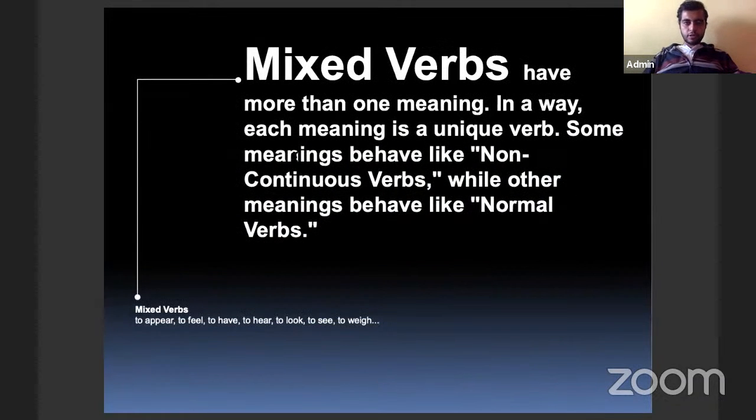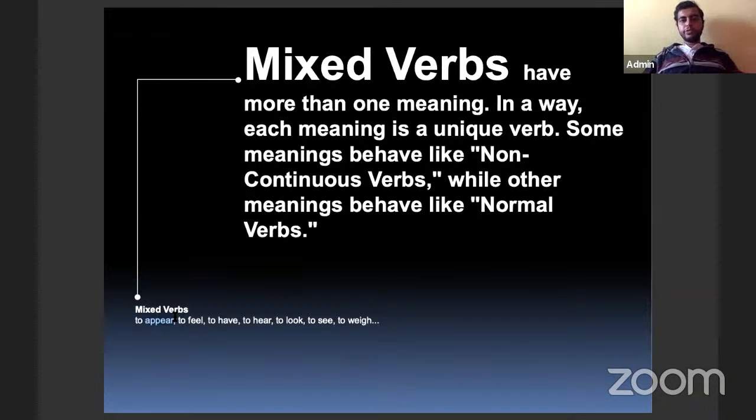And what are mixed verbs? Mixed verbs are verbs that have more than one meaning, and each is a unique verb. For example, to appear. To appear means two things. In Hindi we can say dikhna, and also we can say prakat hona. To appear means something like you appear to be dressed very elegantly. You appear dressed in an elegant manner. That means your outward appearance.